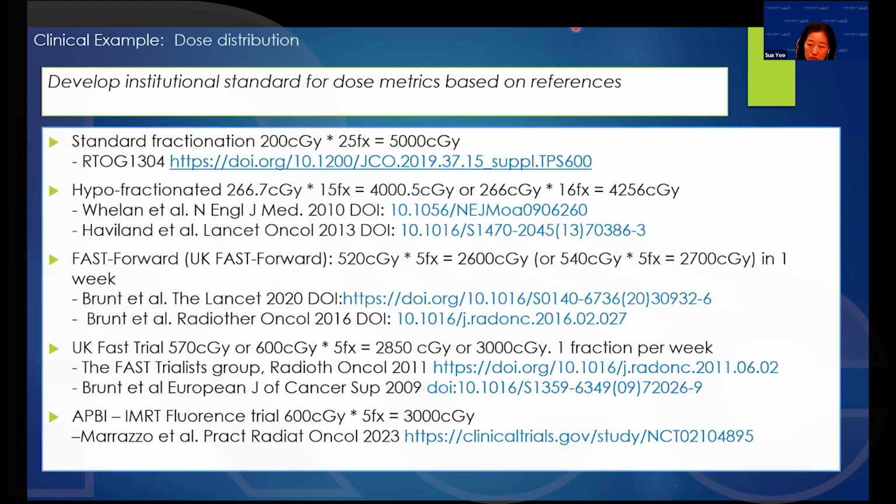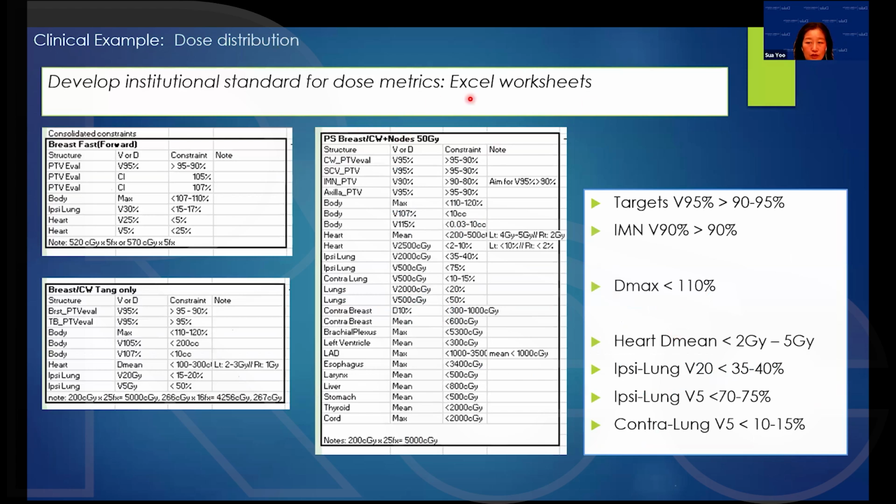So after you actually do this study, you summarize it and you can make an Excel worksheet. And this is my own, for my department, breast FAST-Forward and what are the constraints. And it's not going to be absolute, like I put a range, 107 to 100, and what are the constraints. Breast and tangential-only cases without nodes give some guideline for dosimetrists and also physicians. Chest wall, breast with nodes, we have a lot of structures. Maybe we don't need that intensive, like stomach, thyroid, cord.